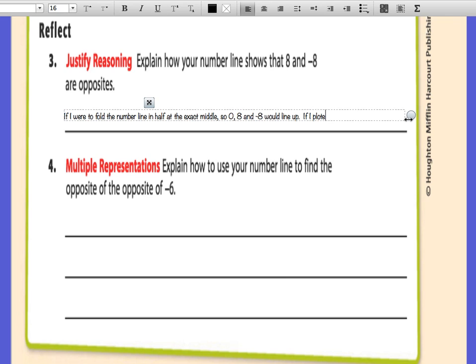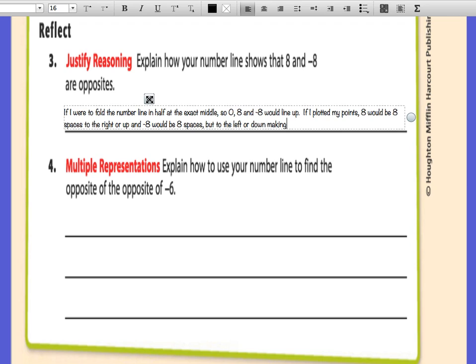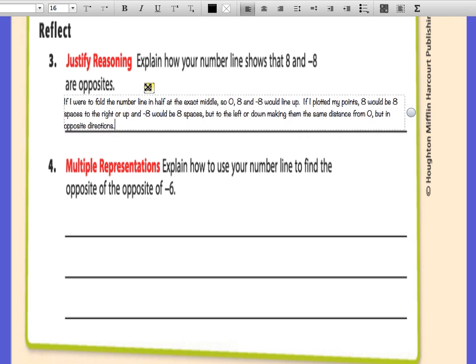If I plotted my points, 8 would be 8 spaces to the right or up, and -8 would be 8 spaces to the left or down, making them the same distance from 0, but in opposite directions. And that's what opposites are.